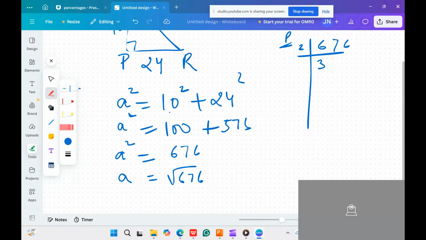Two threes are 6. So two eights. Again, we will divide by 2. Two ones. Two sixes are 12. Two nines are... Now 169 is the square of 13.